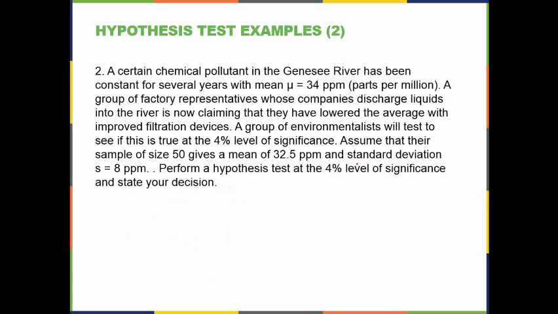Okay. And guys, here's another one. A certain chemical pollutant in the Genesee River has been constant for several years with a mean equal to 34 parts per million. A group of factory representatives whose companies discharge liquids into the river is now claiming that they have lowered the average with improving filtration devices. A group of environmentalists will test to see if this is true at the 4% level of significance. They have a sample size of 50, a mean of 32.5, and a standard deviation of 8. So let's perform our hypothesis test.